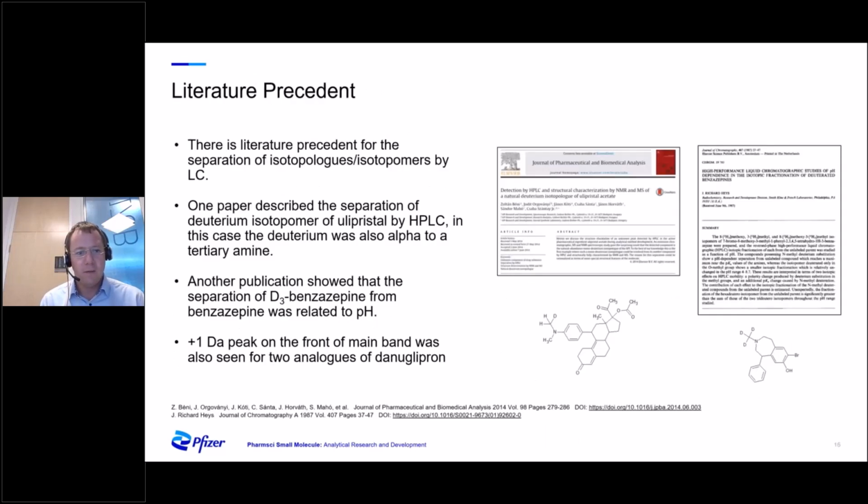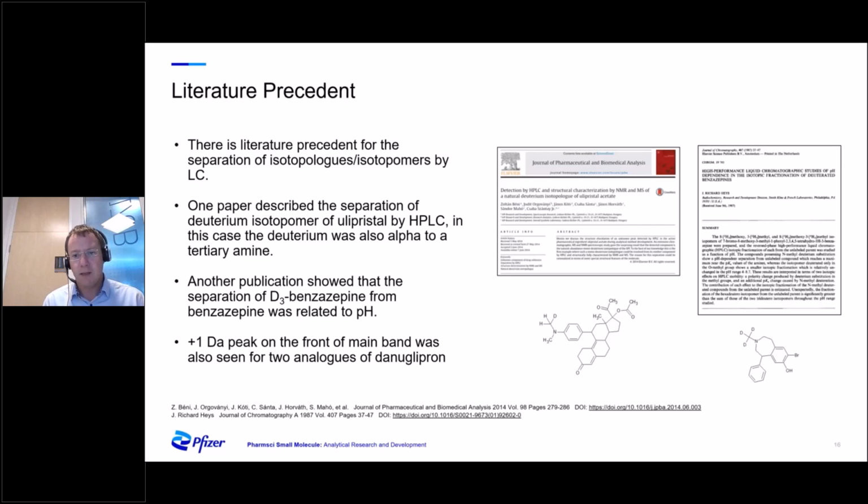So given that I hadn't seen deuterium isotopomers separated by LC before, and none of my colleagues had seen it before, we had a trawl of the literature to see if there was any precedent for it. And we found a couple of papers, one where they'd seen separation of the deuterium isotopomer of ulipristal from ulipristal by HPLC, and one where they'd shown it was possible to separate D3-benzapine from benzapine, again by LC. We also had a look back at the work we'd done on danuglipron analogues, and found that there, if you look carefully, you could see a 1 Dalton peak separating from main band.